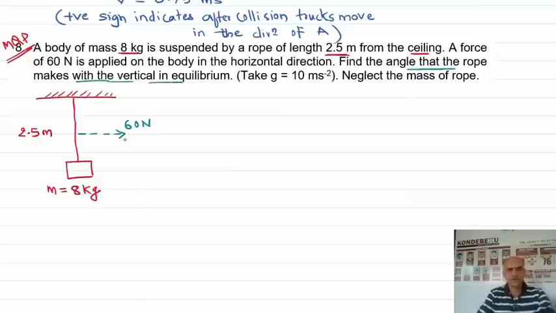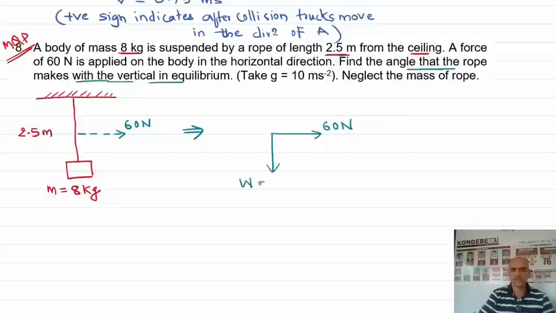Now when you apply force in horizontal direction, the body moves sidewards. So when you apply force, it will become in this form. Now in this direction the force of 60 Newton is applied. So in this downward direction the weight of the body acts. W is equal to M into G. So 8 into 10 means this will be 80 Newton.